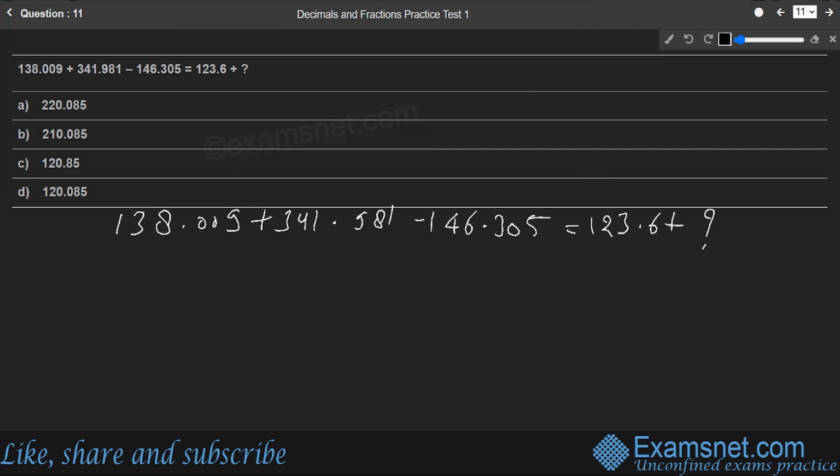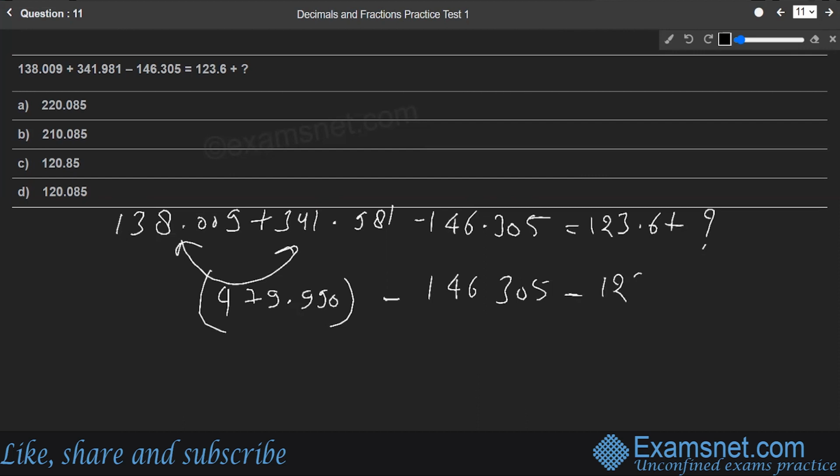If we do that, let us find out the sum of these two. The sum of these two is coming out to be 479.990. This can be easily summed together, minus 146.305 and minus 146.305, and this particular number is also shifted on the left hand side, so it comes with the sign of minus 6 plus the question mark is equal to the question mark. So on the right hand side only the question mark is left. Let's see how much this comes.